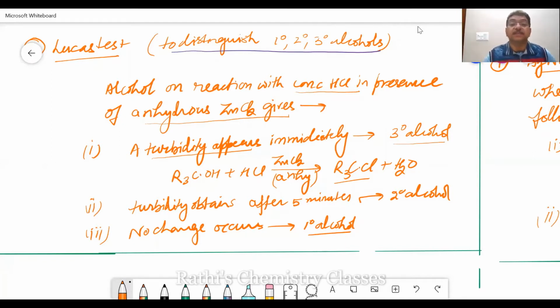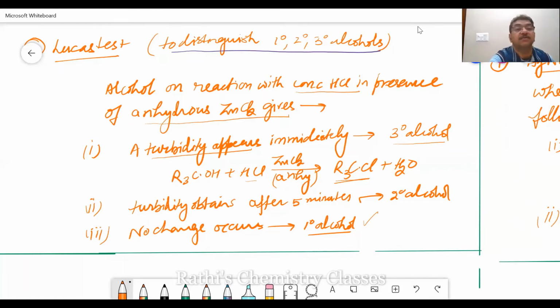What happens in this case? The alcohol reacts with HCl in presence of anhydrous ZnCl2 and gives alkyl chloride, which is insoluble. That's why turbidity appears immediately. But when turbidity is obtained after 5 minutes, then it is a 2 degree alcohol. And if no turbidity appears, but it can appear on heating only, then it is a 1 degree alcohol. And this is the test to distinguish 1 degree, 2 degree, and 3 degree alcohols.